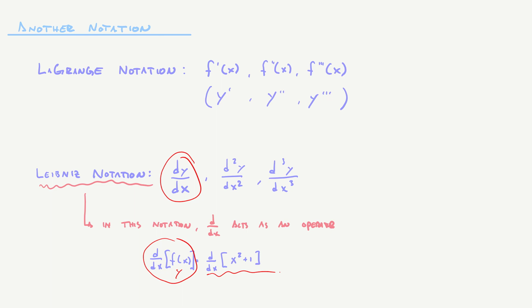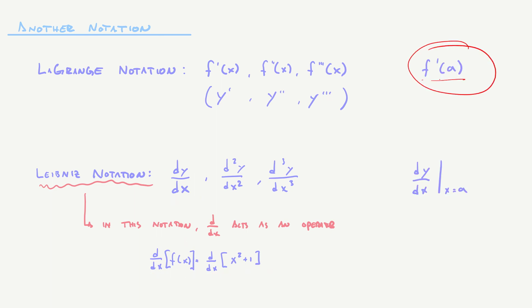You can still use it to plug in stuff. For Lagrange notation, it's very easy to say, well, let's evaluate the derivative at the point a, because it's just plugging it into a function. And that's easy to see with Lagrange notation. It's not like you can't do that with this Leibniz notation either, though. If you have the derivative, you can put this big vertical bar, and down as a subscript, you can say, oh, let's evaluate it at x is equal to a. And those would mean the same thing in this context.